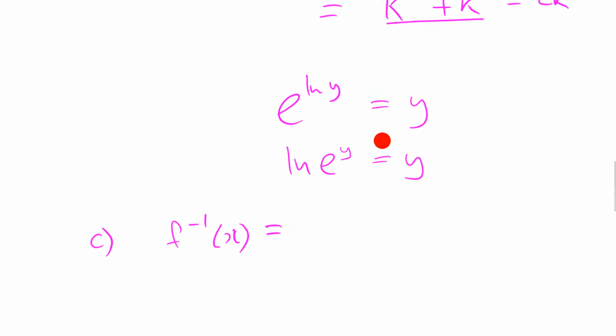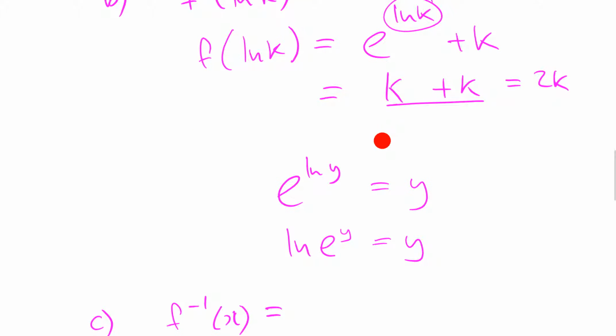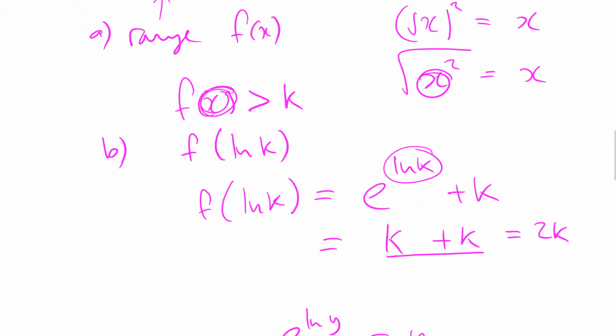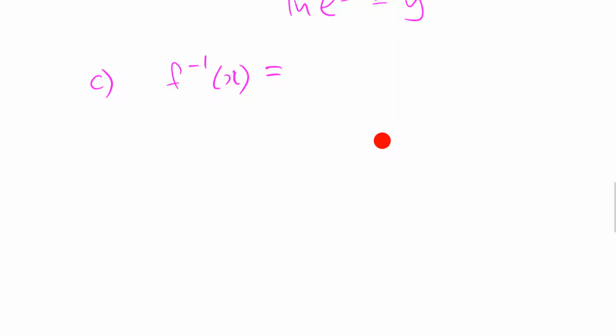So what was f again? I lost it. F was all the way up there. Oh, e to the x plus k. So let's write that again. We know that f(x) equals e to the x plus k. What is the inverse function of that?